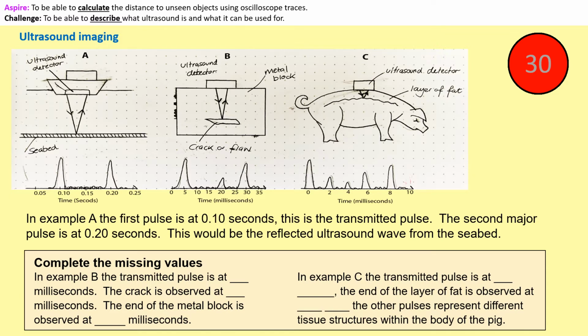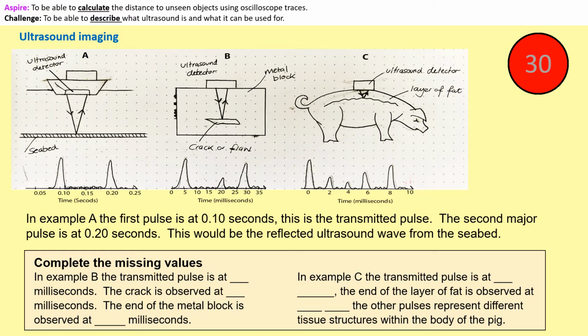So we would say that the first pulse is at 0.10 seconds. That is where, at the bottom on the graph, the first spike is. That's the transmitted pulse. The second major pulse is at 0.20 seconds. So we call that the reflected pulse. So this would be the reflected ultrasound wave from the seabed. So that's my complete sentence.